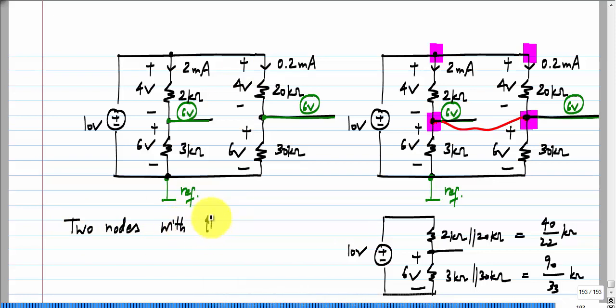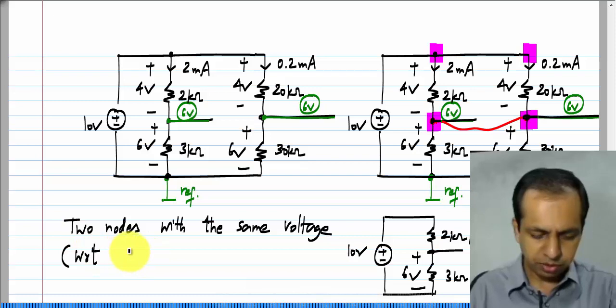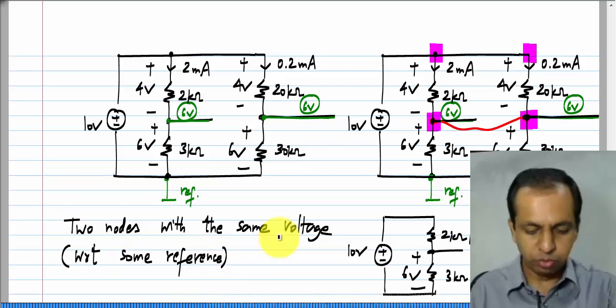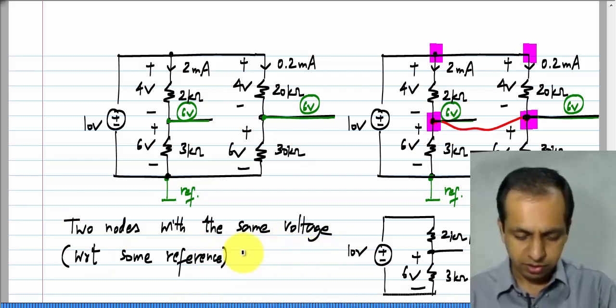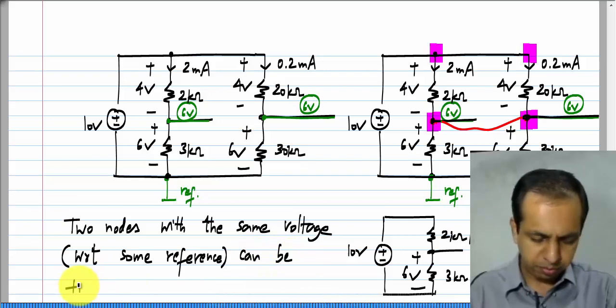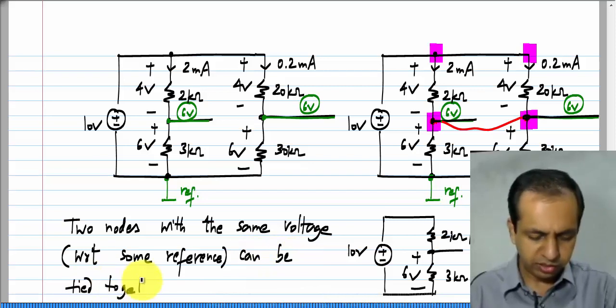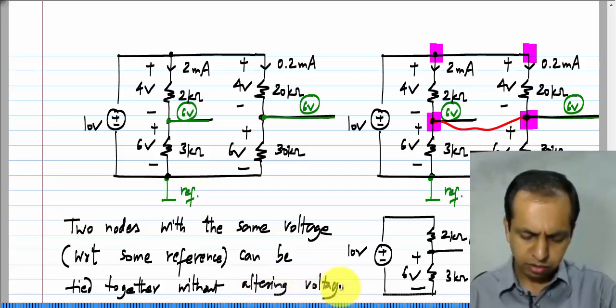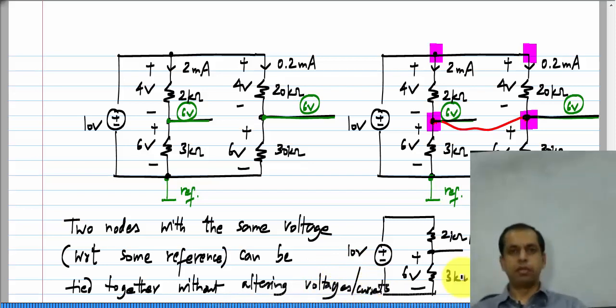So, I will just say that two nodes with the same voltage, needless to say with respect to some reference, obviously both voltages with respect to the same reference, can be tied together, that is, you can take a wire and short these two nodes without altering voltages and currents in the circuit.